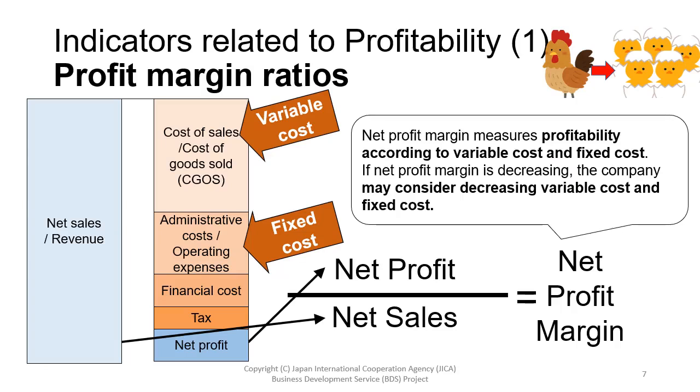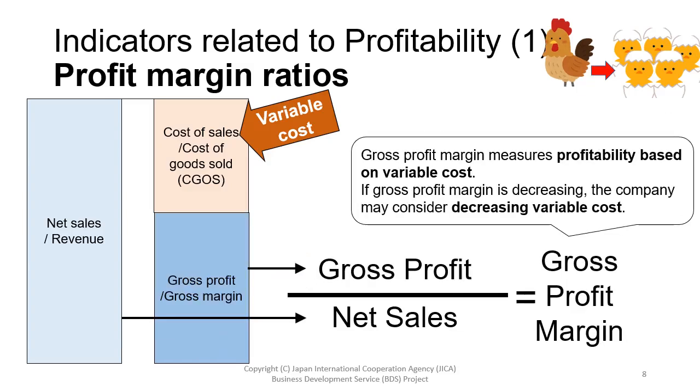Now that we understand variable costs and fixed costs, let's calculate the profit margin ratio. There are two types. One is gross profit margin and the other is net profit margin. Let us first look at net profit margin. You divide net profit with net sales. If net profit margin is decreasing, the MSME may want to consider cutting variable costs or fixed costs to increase profits.